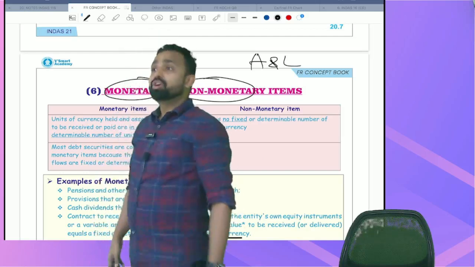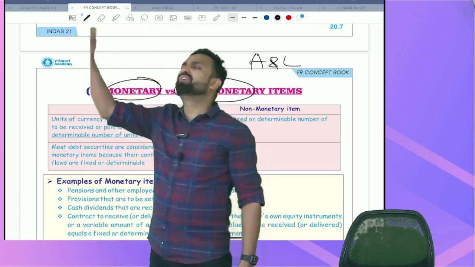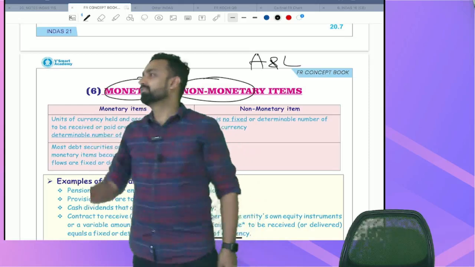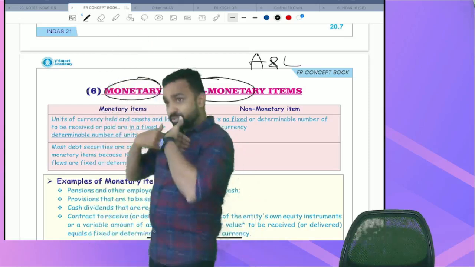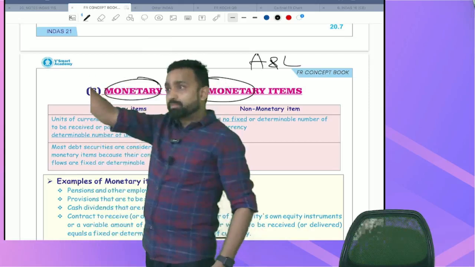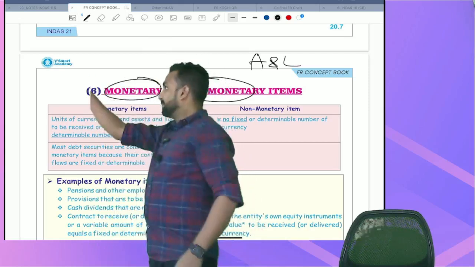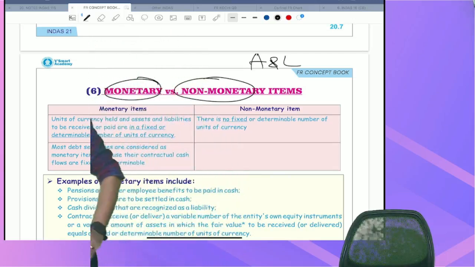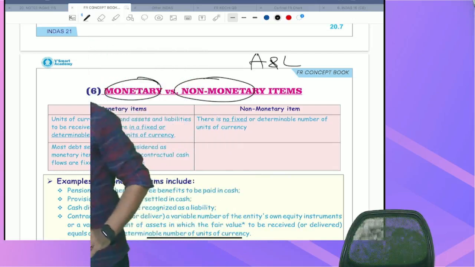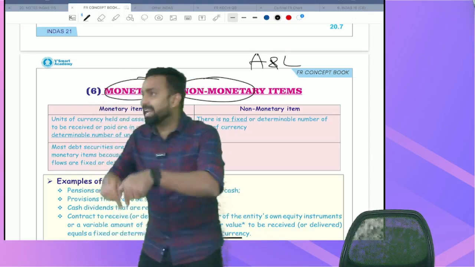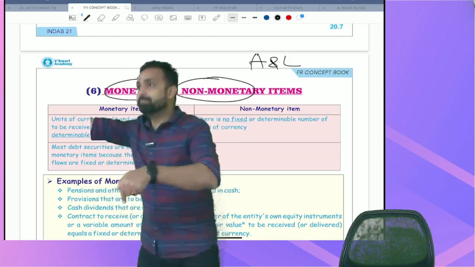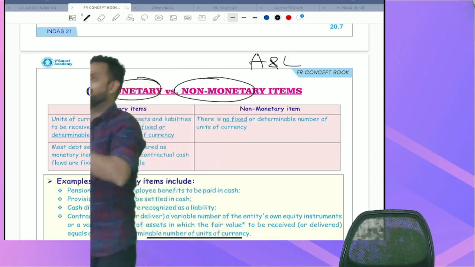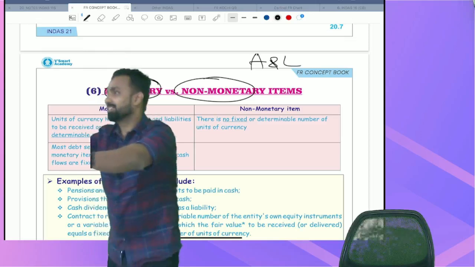Now what remains? Those items which are measured at either fair value, NRV, market value, or any value other than cost. So Ind AS 21 talks to them: okay, you are at fair value, you are at NRV, you are at market price. Same as FCMI. What was FCMI? What was the treatment of FCMI? Take the balance sheet rate, revalue them, and transfer the difference to, it depends.